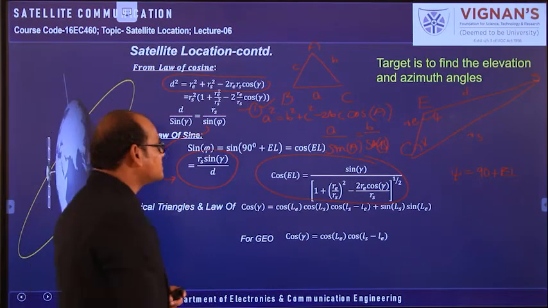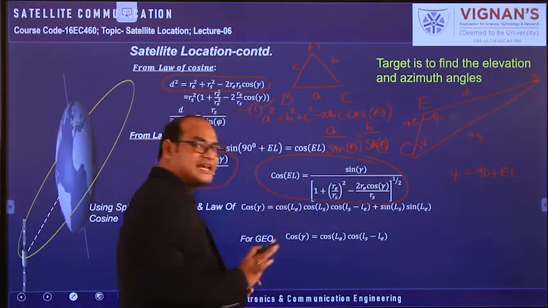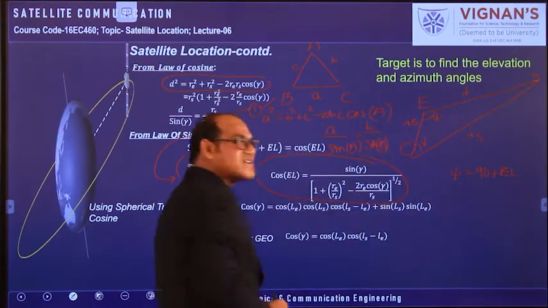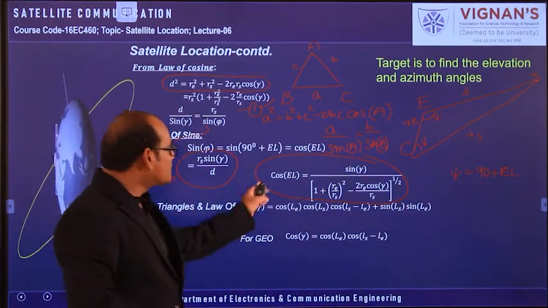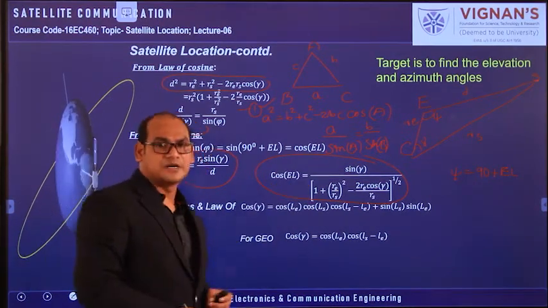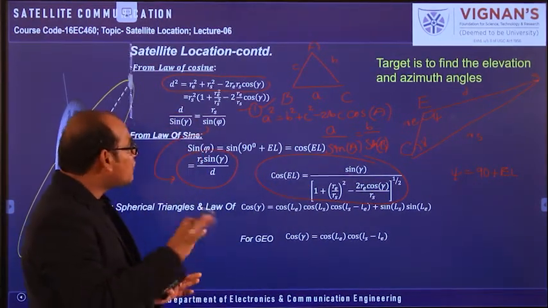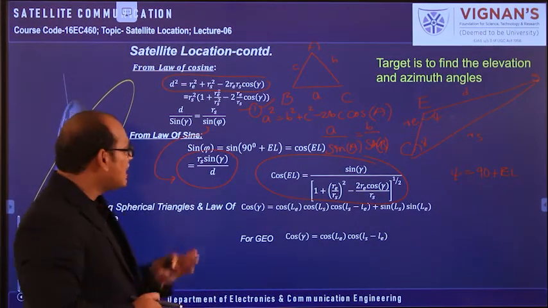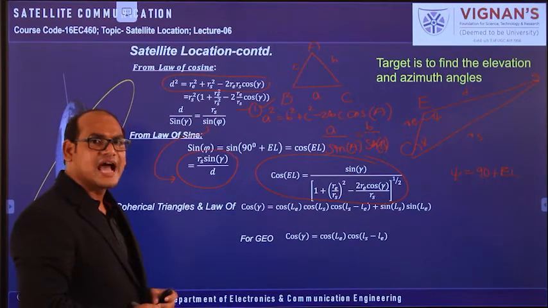Cos of elevation angle is equal to this one. So finally our intention is, our target is to calculate the elevation angle and the azimuthal angle. So from this we can get the elevation angle, but to get the elevation angle we need gamma. Okay, so if we have gamma, everything is okay, we can calculate the elevation angle, and then we can go for the azimuthal angle.